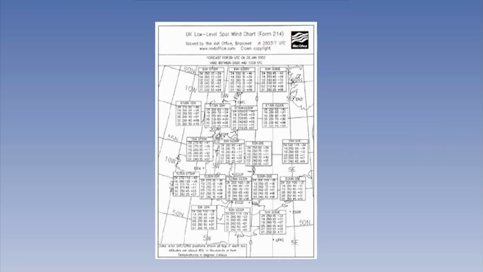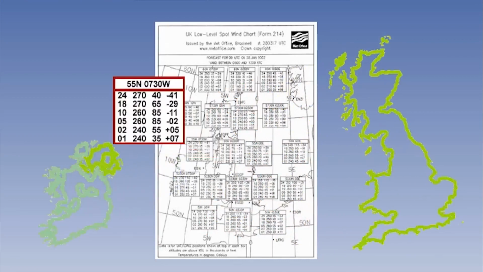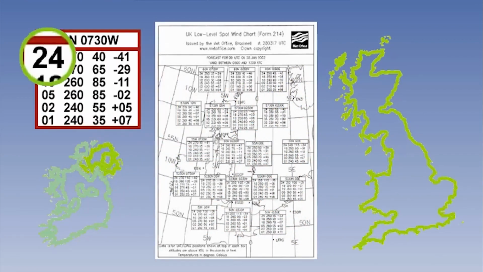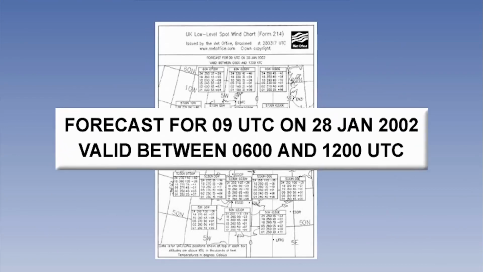Form 214 should be used as an everyday reference for flights within the UK and Republic of Ireland up to an altitude of 24,000 feet. At the top of every chart, there will be information on validity times. Since there are 4 issues of this chart every day, it's important to ensure it covers the time period of your planned flight.